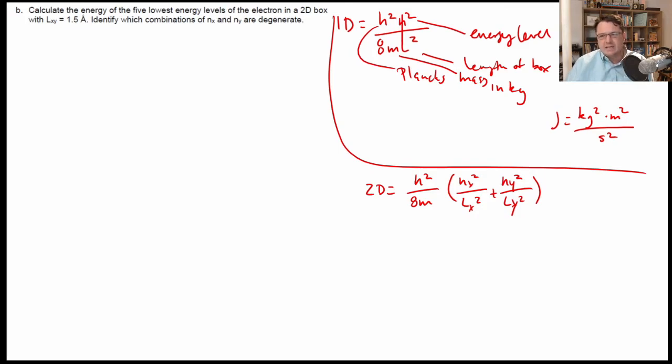But if the L values are the same, you can simplify this and make it h squared over 8m L squared times nx squared plus ny squared.